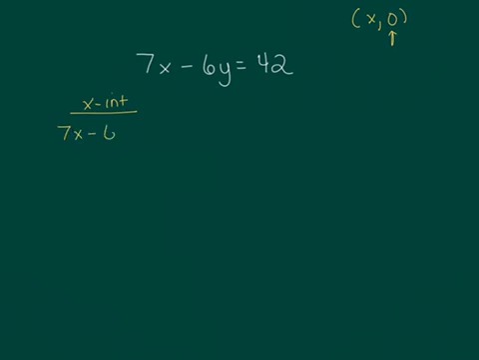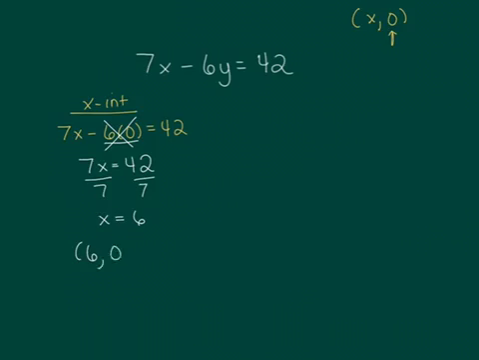So 7x minus 6 times 0 equals 42. And so all of this here, this 6 times 0, is just going to become 0, so it doesn't affect the equation anymore. So really, I'm just looking at 7x equals 42. Divide both sides by 7, and x is equal to 6. So again, it's an ordered pair, and the coordinates are 6, 0.